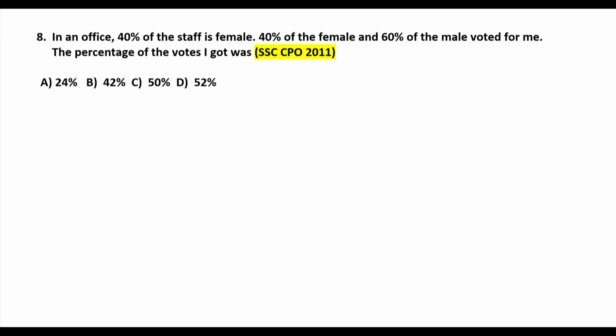Eighth question is, in an office, 40% of the staff is female. 40% of the female and 60% of the male voted for me. The percentage of the votes I got was, so let's solve. From the question we understand that there is an office and the office has staff. Let us assume that the staff is about 100 people, out of which 40% are female. So 40% of 100 is 40. So we understand there are 40 females.